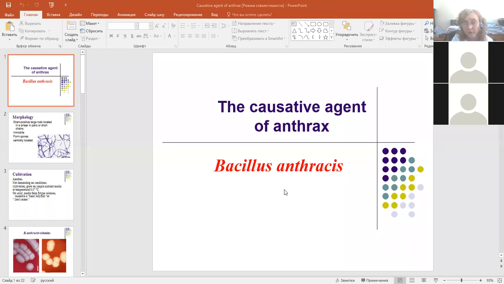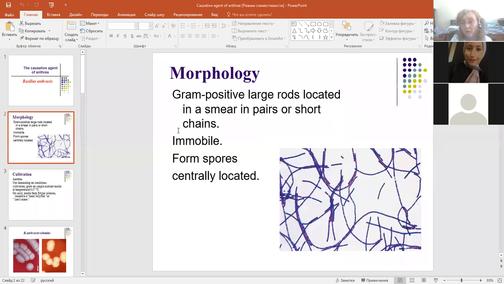So the causative agent of anthrax is named Bacillus anthracis. By morphology, they are gram-positive rods located in smears in pairs or maybe chains. Do you see they are located in chains? So they are named bamboo sticks by this arrangement. Immobile, they have no flagella, and form centrally located spores. I hope you know that Bacillus and Clostridia are spore-forming rods. Clostridia develop bulged spores. Bacillus develops endospores, which are located inside the cell.